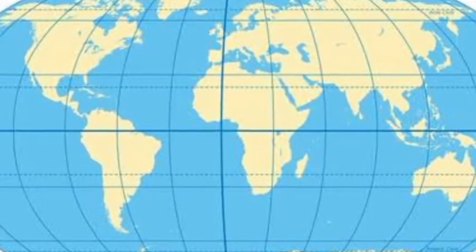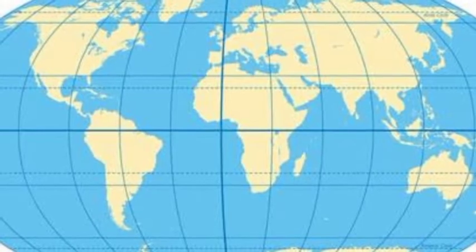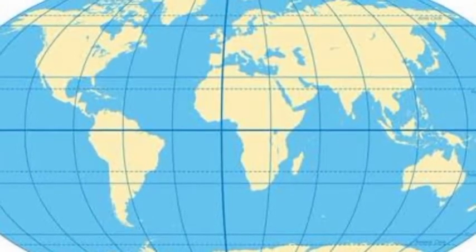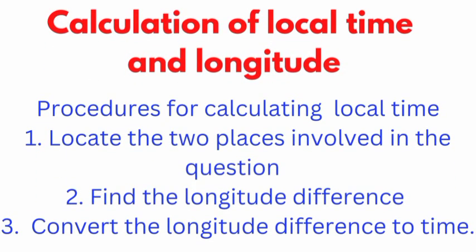The world is split into 24 different time zones, and each zone covers 15 degrees of longitude or 1 hour. All places located in the same time zone have the same time. The Greenwich Mean Time simply refers to the time at longitude 0 degrees and is also known as the world time. Next, we'll be looking at how to calculate the local time of a place and the longitude as well.